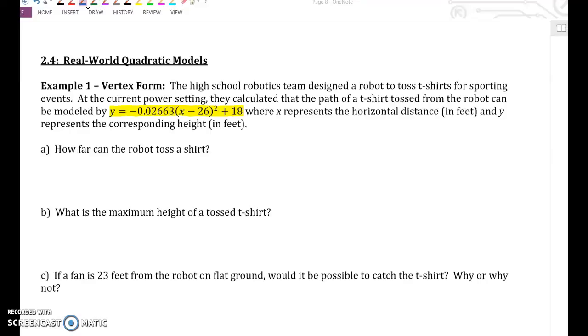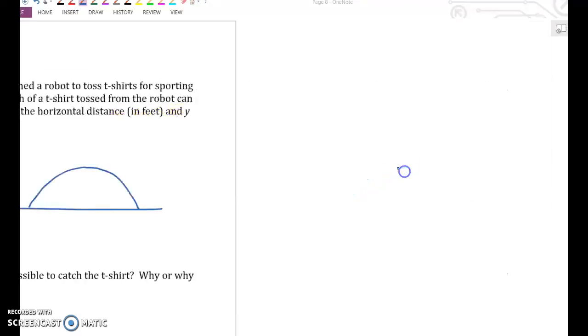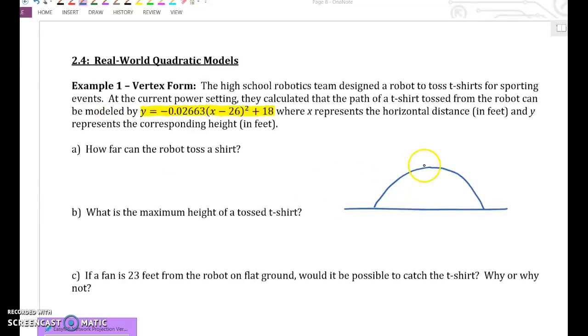If there's no picture shown, you should really try to draw a picture. So here's flat ground, robot shoots a t-shirt, and then it lands, following a parabolic arc. This particular equation is written in vertex form, so we should be able to pick out the vertex for this parabola. The vertex is (26, 18). Now let's think about what that means. That means that 26 feet in horizontally, the t-shirt will be 18 feet high in the air.